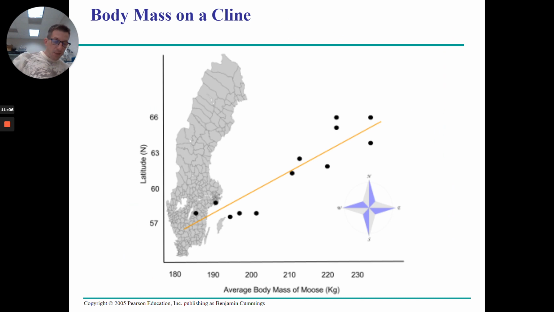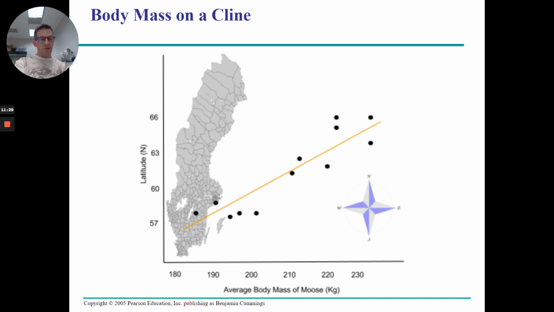We see body mass can be plotted on a cline as well. I think this is moose, yes, the moose body mass. It's one of the Nordic countries. I couldn't tell you by the look of it. But the body mass of moose, if you look at it, actually goes up with the latitude.